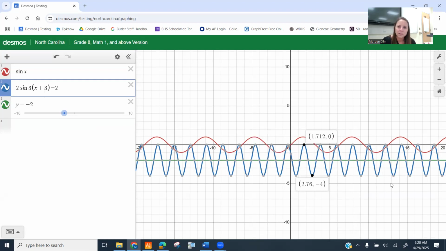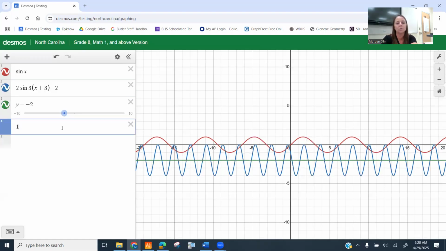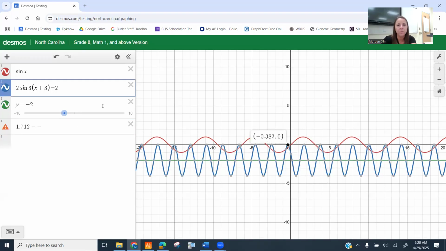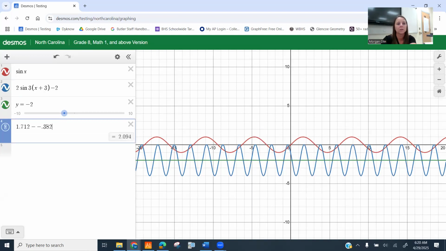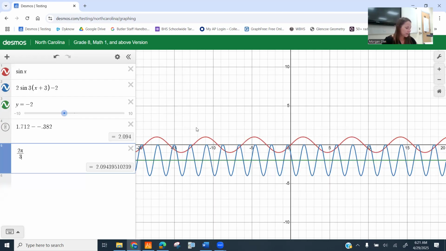My period, that's the length of one cycle. Because it's shifted a little bit, it's kind of hard to tell. You can't really start at 0 because it's shifted. You can see from here to here. If you subtract these, 1.712 minus negative 0.382, you're going to see 2.094. Well, we said it was 2 pi over 3. Do you see how these are the same thing? So our period is the length of 2 pi over 3. It's just you're working with decimals here.